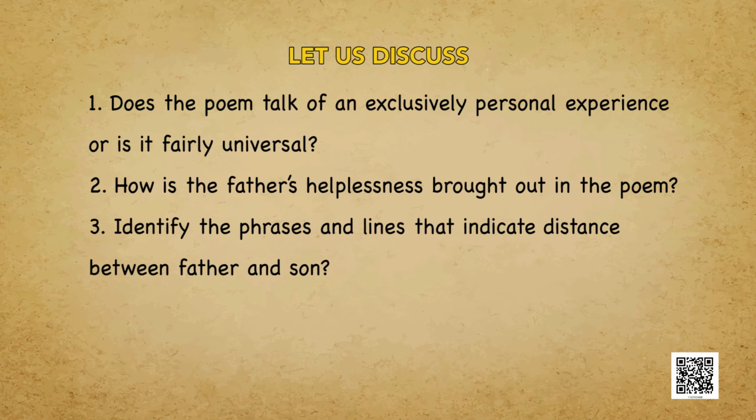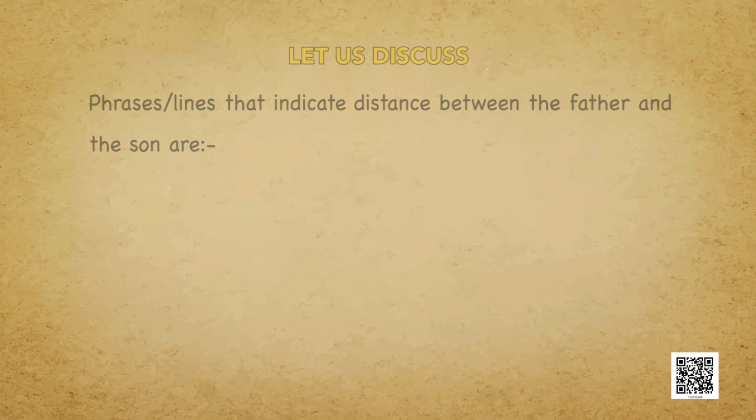The third question: identify the phrases and lines that indicate distance between father and son. For this, you have to go back to your poem on page 85. I am giving you 30 seconds. Quickly go through your poem and underline the phrases that indicate distance between father and son. Have you done it?